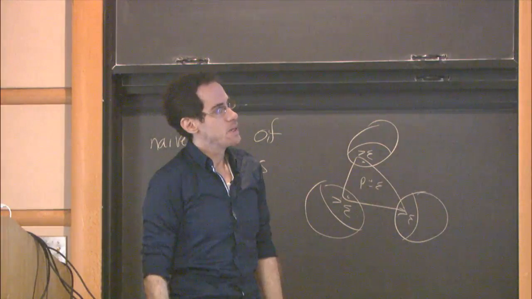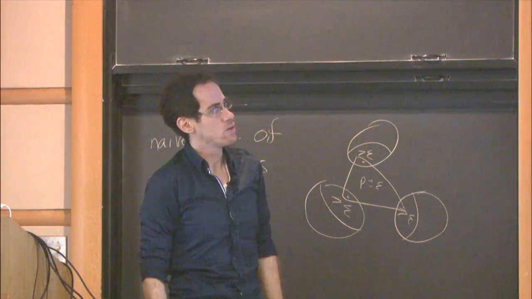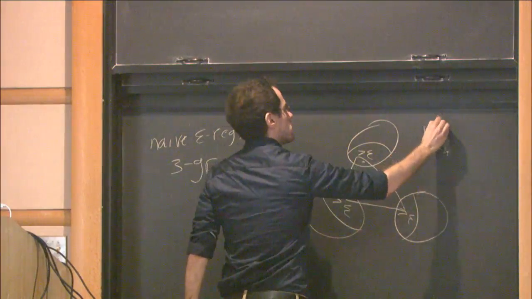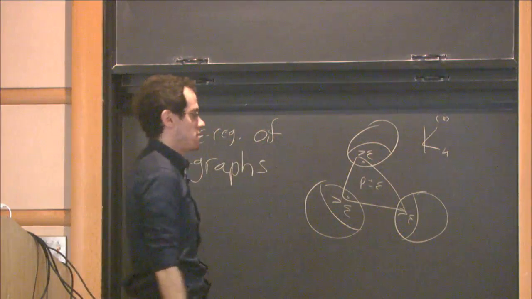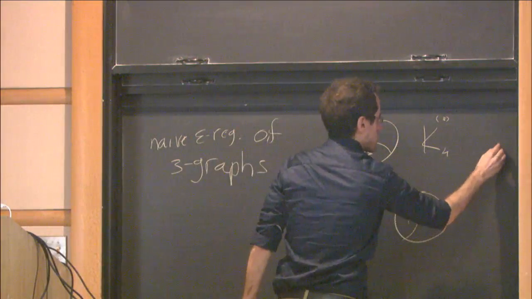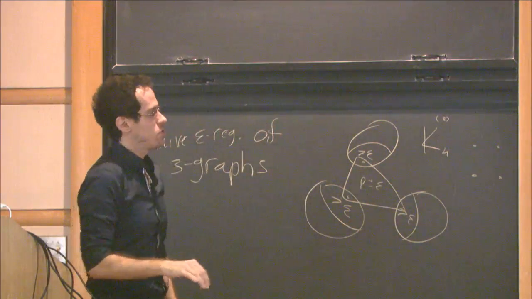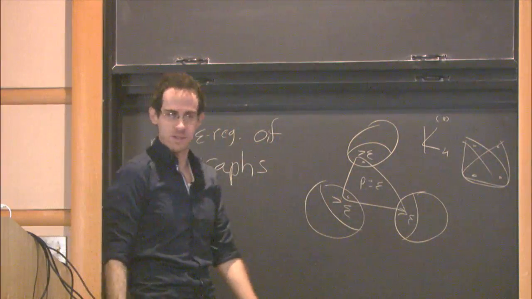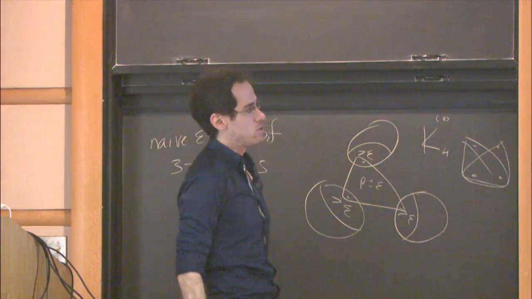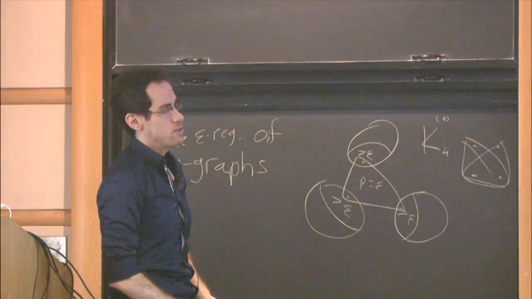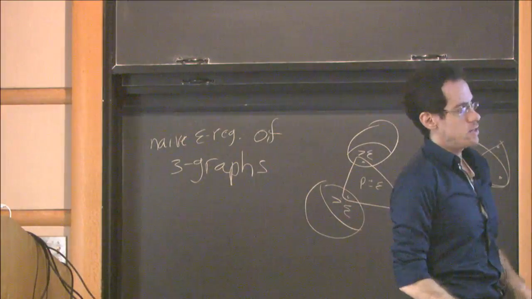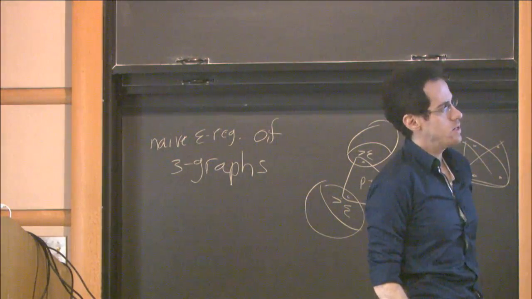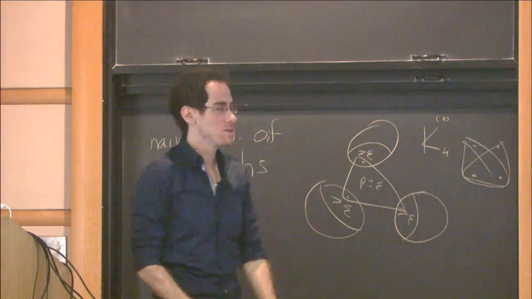This would be just the naive way to extend regularity to three uniform hypergraphs, but it doesn't work, in the sense that there can be not even a counting lemma for the simplest kind of three uniform hypergraph, which is K4, the complete three graph on four vertices. By which I mean we have four vertices and every triple of them is an edge, all four choose three triples. So here is a way to construct such a three uniform hypergraph. First, and this is all classical, this is not a new result, this is all part of the background. So let T be a tournament, a random four-partite tournament.